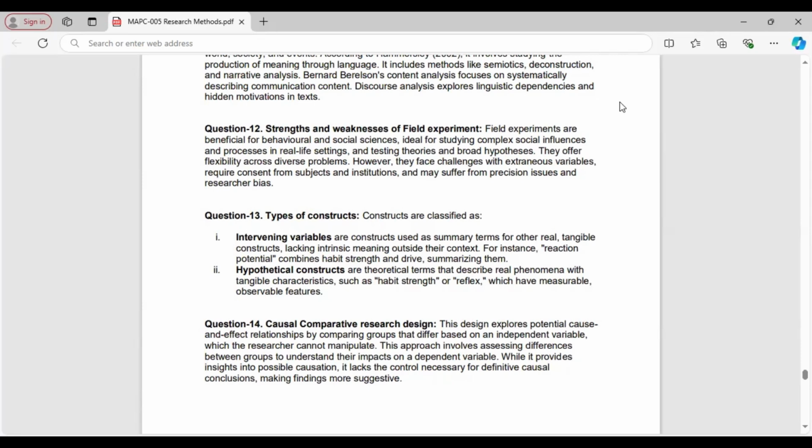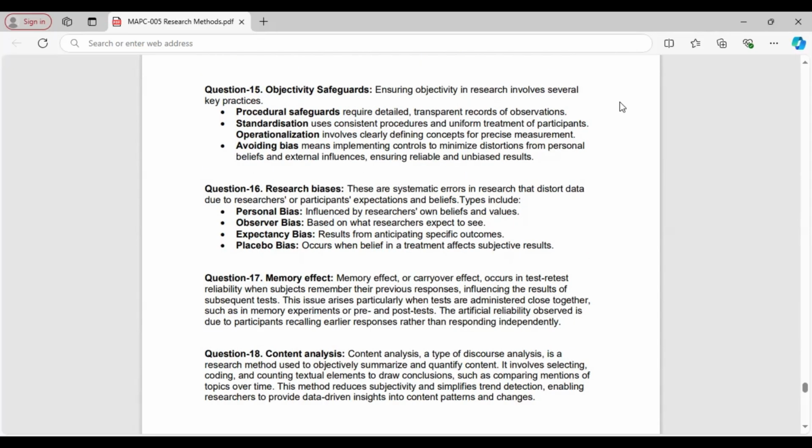Question 14. Causal comparative research design. Explain how it compares groups to explore potential cause and effect relationships, though it lacks control to draw definitive causal conclusions. Question 15. Objectivity safeguards. Here mention how using procedural safeguards, standardization and operationalization ensures objectivity, along with minimizing bias to enhance research accuracy.